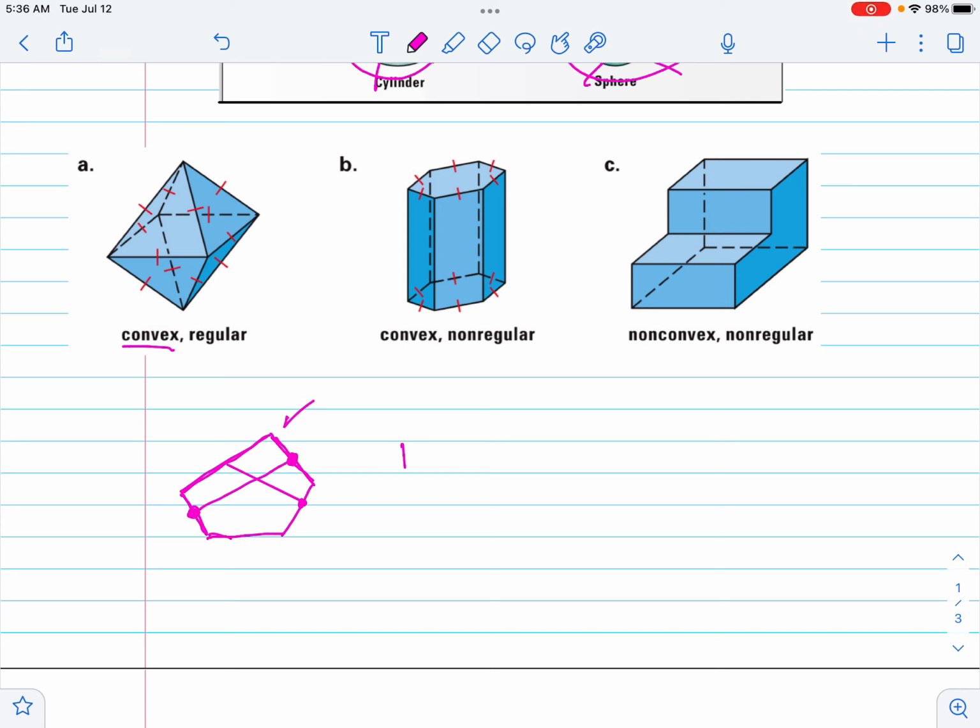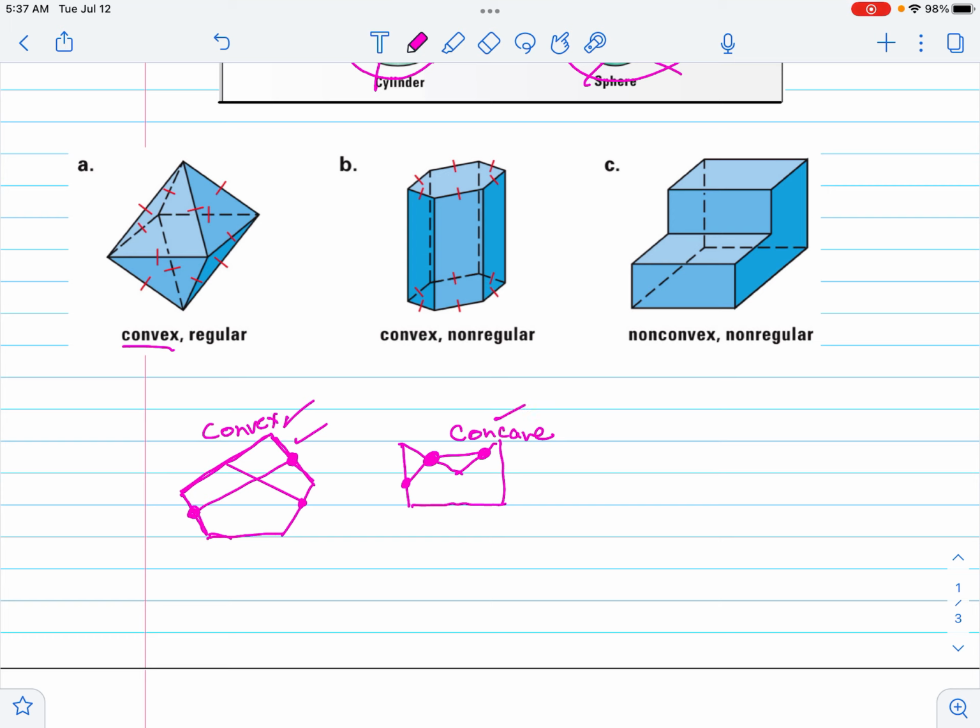However, let's look at this one here. Now this one is a pentagon as well, just like this one. And you can see that if I pick this point and this point, connect them, I'm entirely inside. However, if I pick this point and this point, if I want to connect those, I have to go outside the polygon. Therefore, we say this one's concave. So over here we have convex and we have concave here.